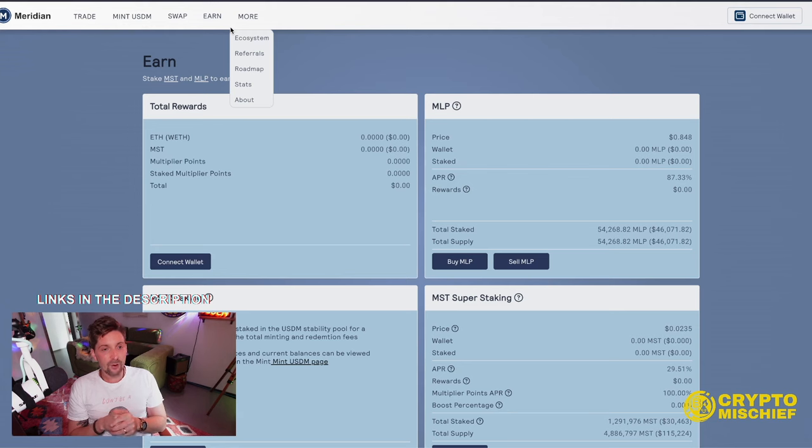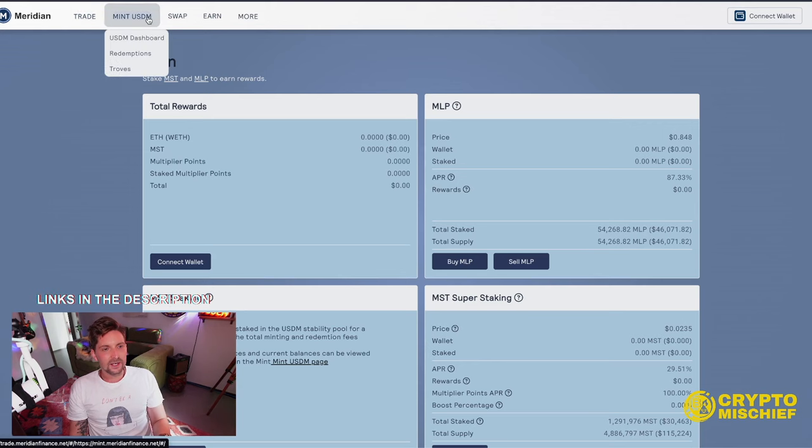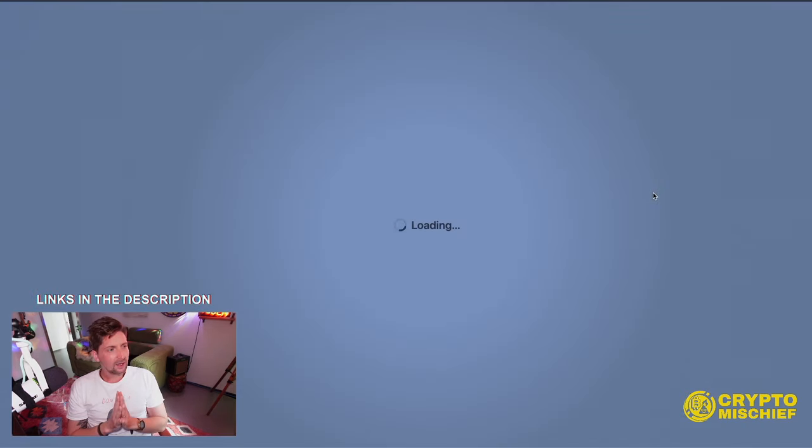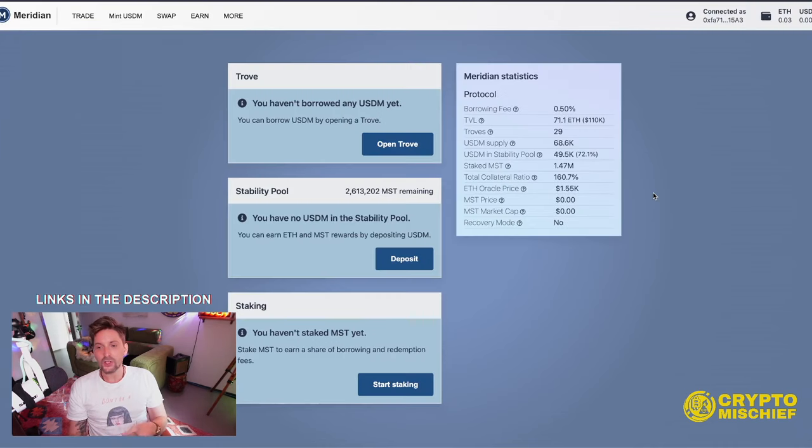And I probably will be getting into this one first because I think it looks really bullish because of the general statistics on the USDM. It's not that popular yet, which means it's an awesome opportunity.